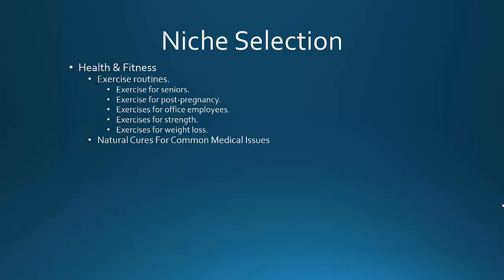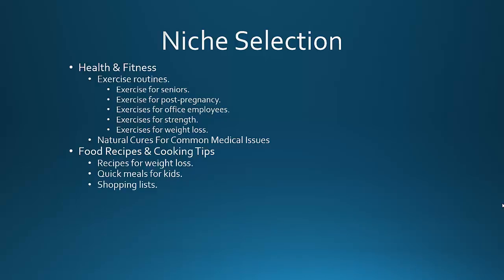Natural cures for common medical issues. Food recipes and cooking tips. Recipes for weight loss. Quick meals for kids. Really start thinking outside the box. Shopping lists, how to put together shopping lists. These are some of the things that you can provide in your membership sites.